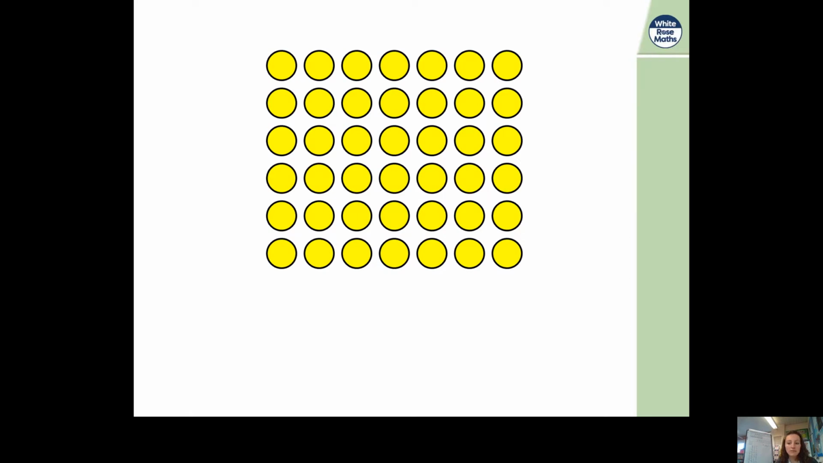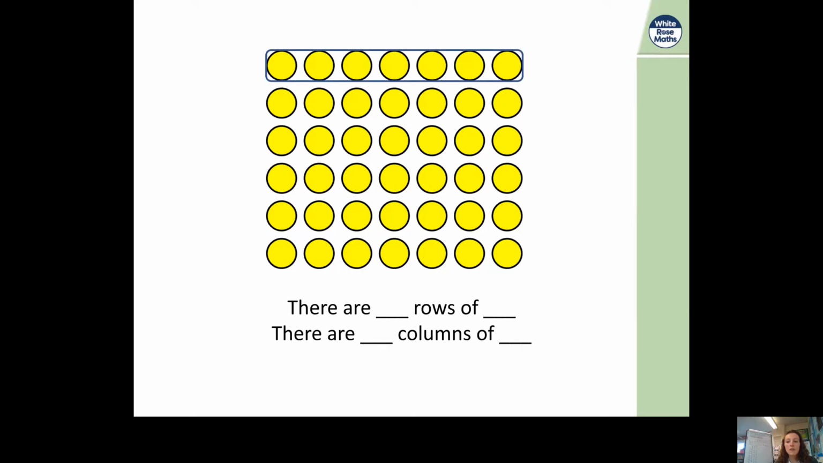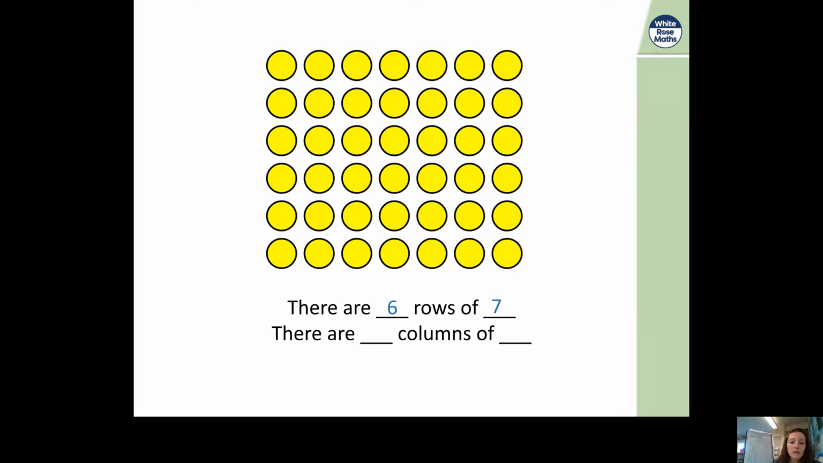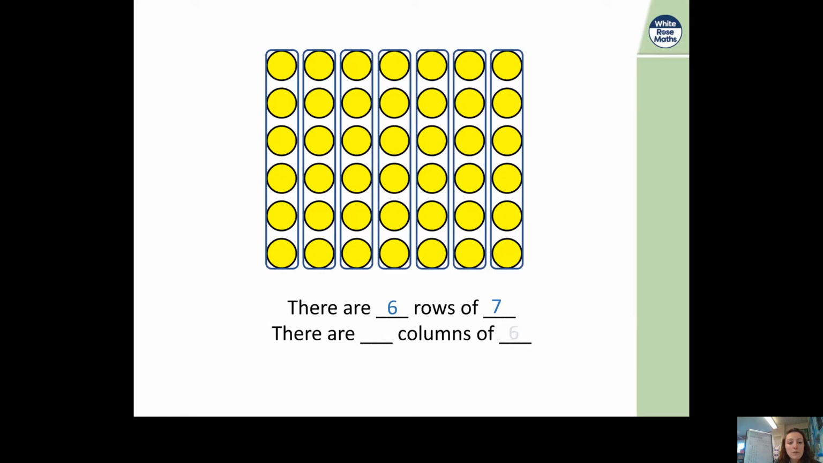So this is an array. We can see there are rows which go across and columns which go down. So I can see that's one row. We've got 1, 2, 3, 4, 5, 6, 7 circles in each row, and there are 6 of those rows altogether. If we have a look at the columns, we've got 6 columns, and we can count 1, 2, 3, 4, 5, 6, 7 in there.